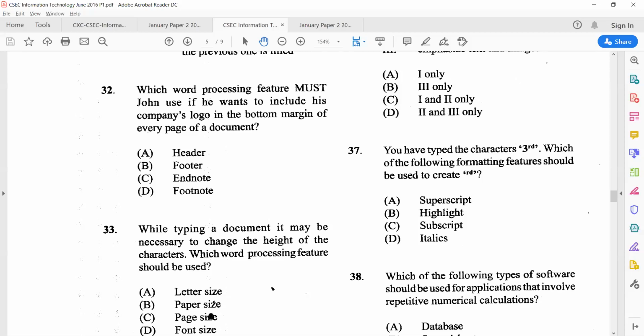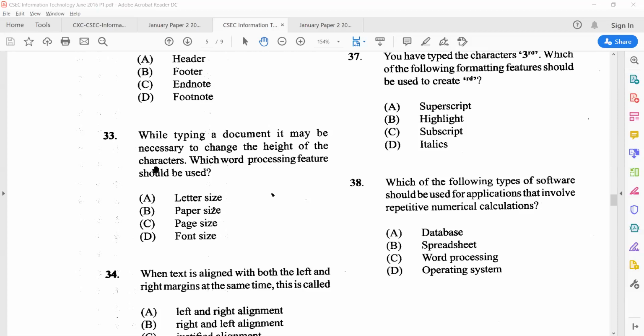What you have to recognize in the question is, first, they want to put the company's logo in the bottom margin. So the bottom margin would rule out the header. And then they want it on every page of the document. The feature that facilitates this is footer, which is different from a footnote. Okay, so footer does this. Answer for 32, B. Okay, move on to 33.